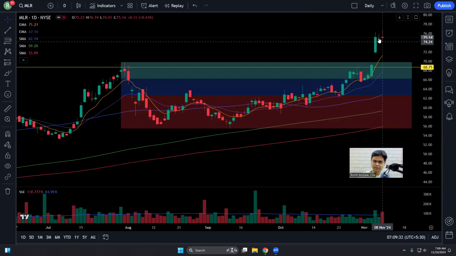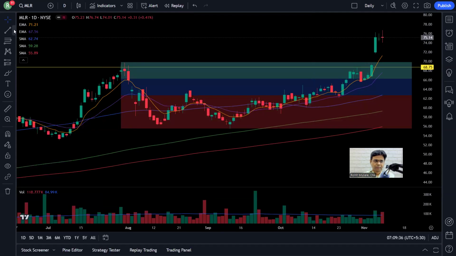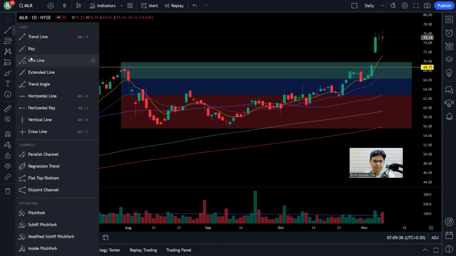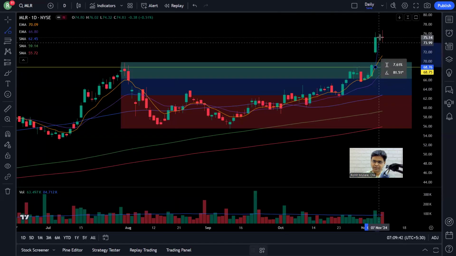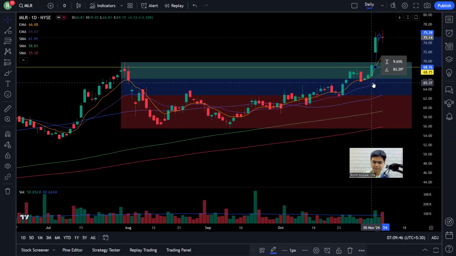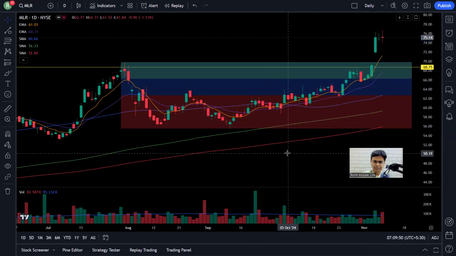And he sold on this candle. So within a couple of days, made a decent return. Okay, so if we measure that return, roughly he bought at the yellow line. Somewhere here he closed. So 9.65%, roughly. Okay. So let us discuss this stock.